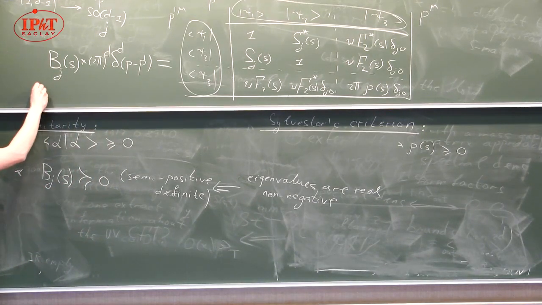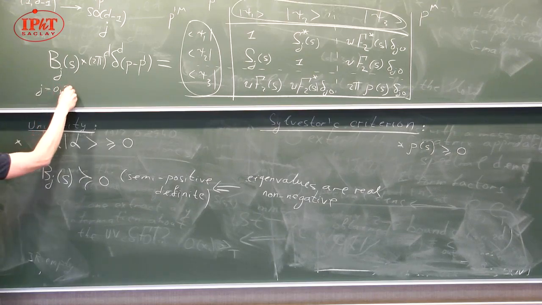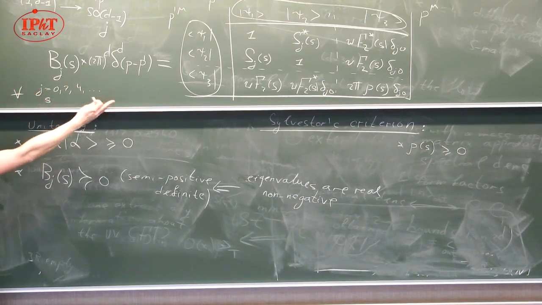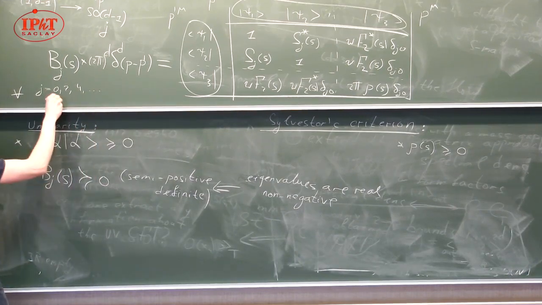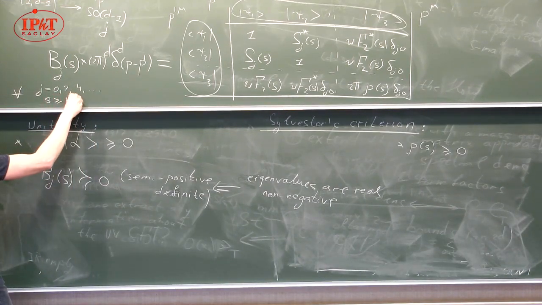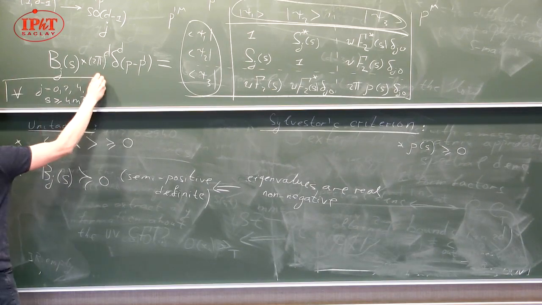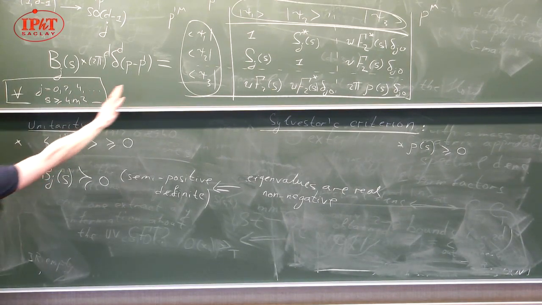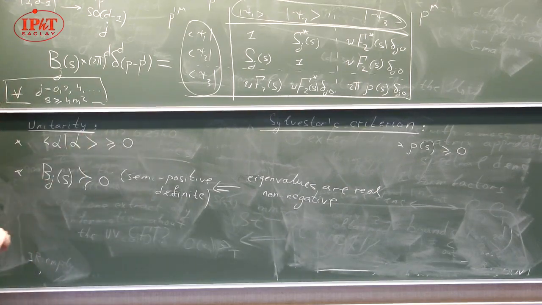Okay, and I forgot to say that this should be fulfilled for any spin, 0, 2, 4, etc., for any S value, so you can vary S starting from 4m squared. There are a lot of conditions, so this should be satisfied for all the energies and all the spins.